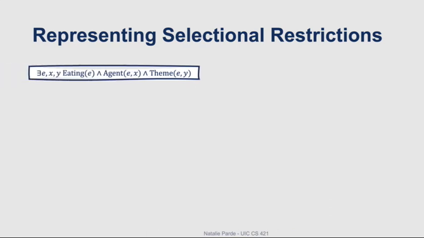We can represent selectional restrictions by extending the logic we used previously for event representations. For example, we might represent the verb eating as shown here. With this representation, we know that the predicate eating has agent and theme arguments, but we don't know anything further about what types of agents and themes those should be. If we want to stipulate that the thing being eaten should be edible, we could update our representation so that it looks like this instead.